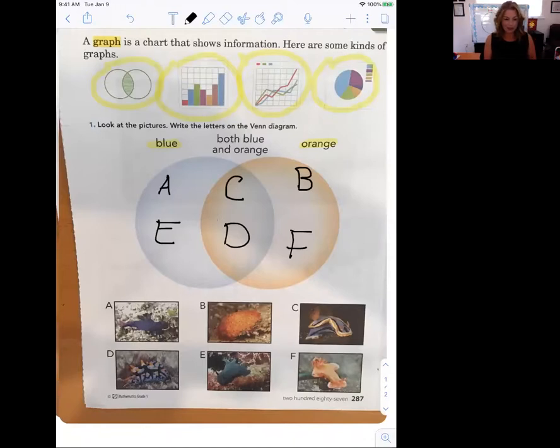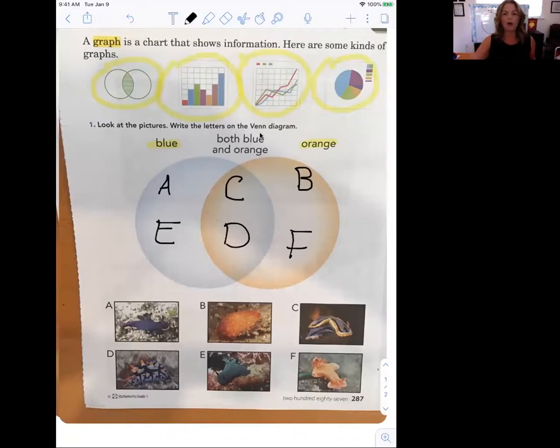Okay, so look at D. It is both blue and orange, so I put the D in the center of the Venn diagram. E is only blue. That's only a blue fish. And F is only a blue fish. All right, so who likes the Venn diagrams?